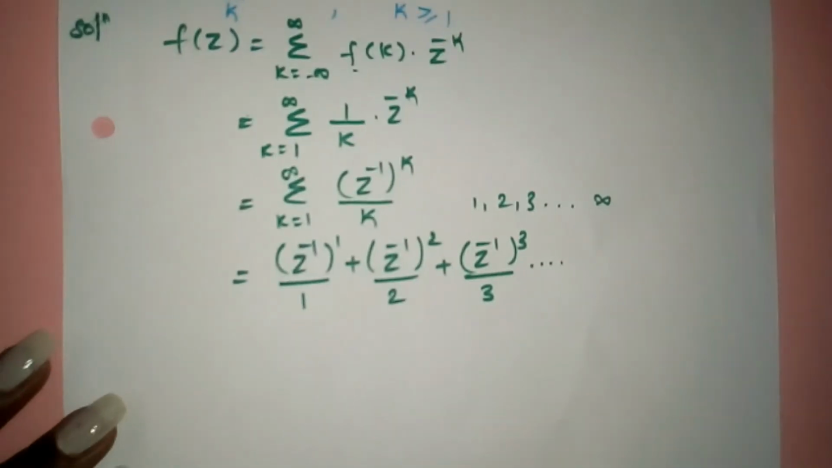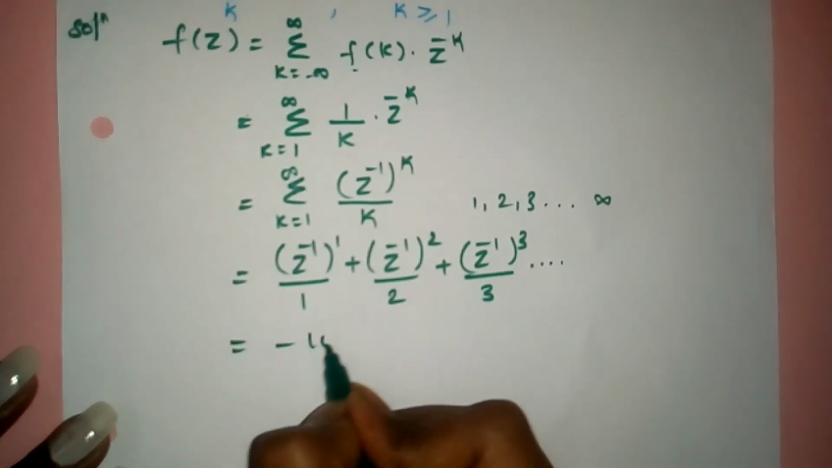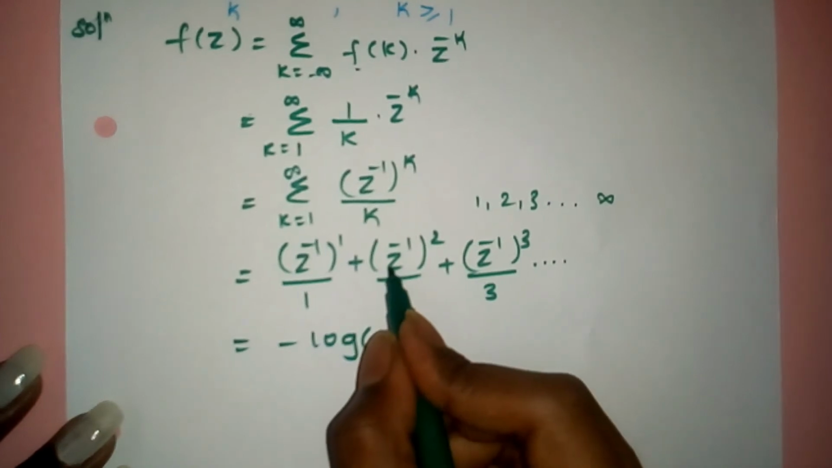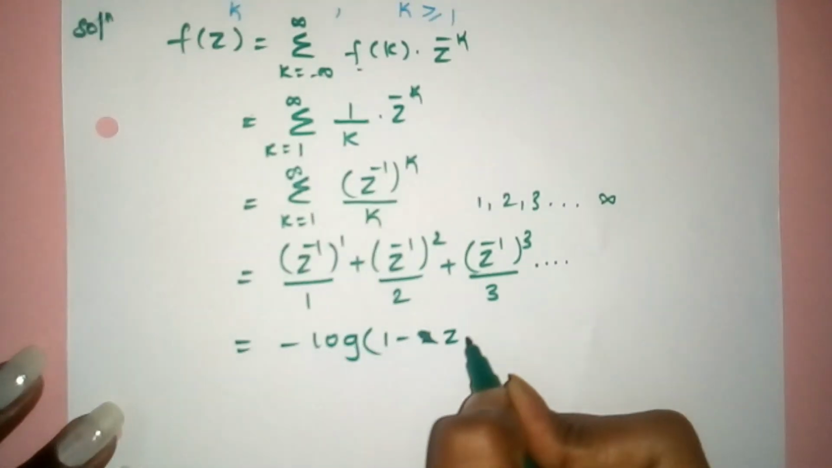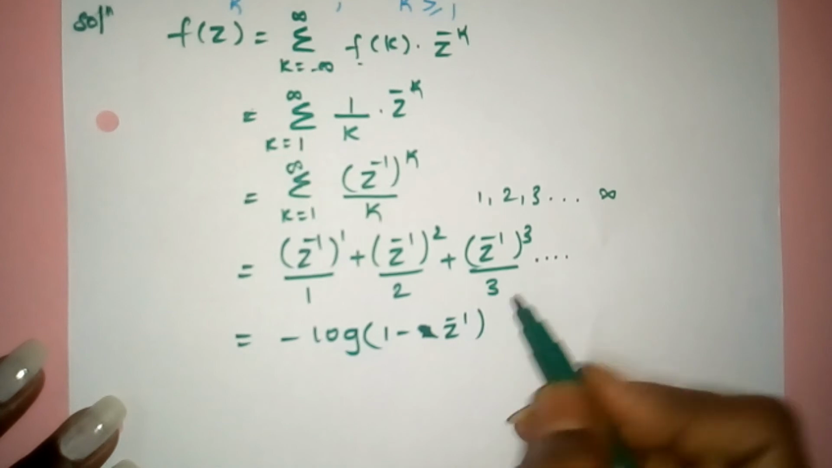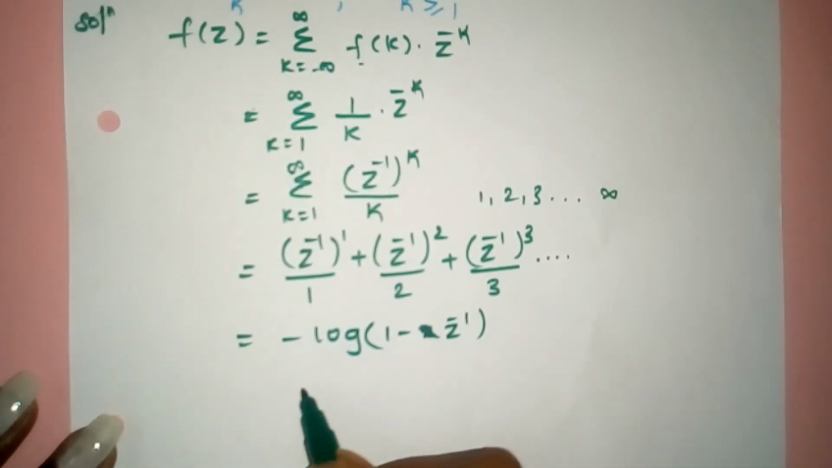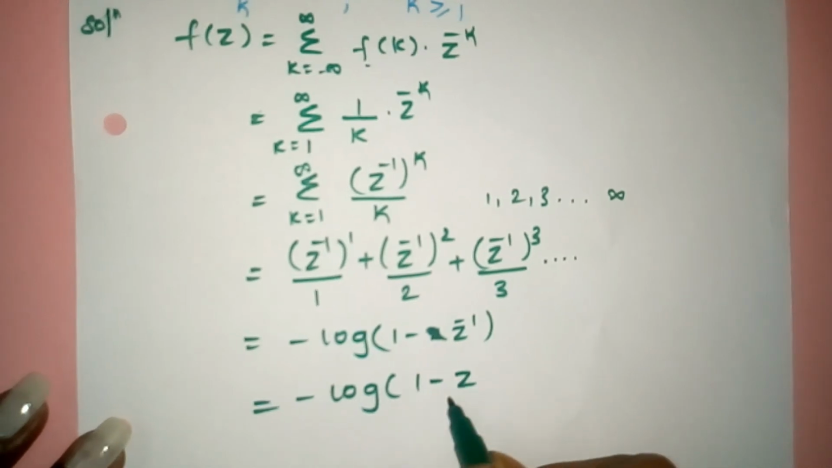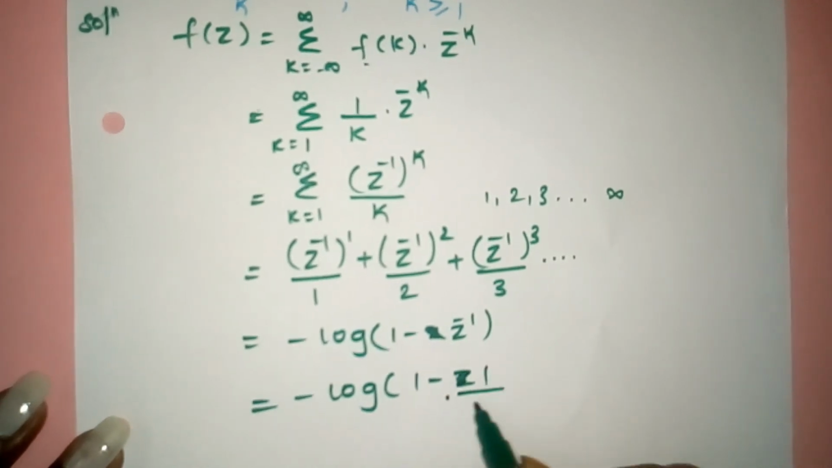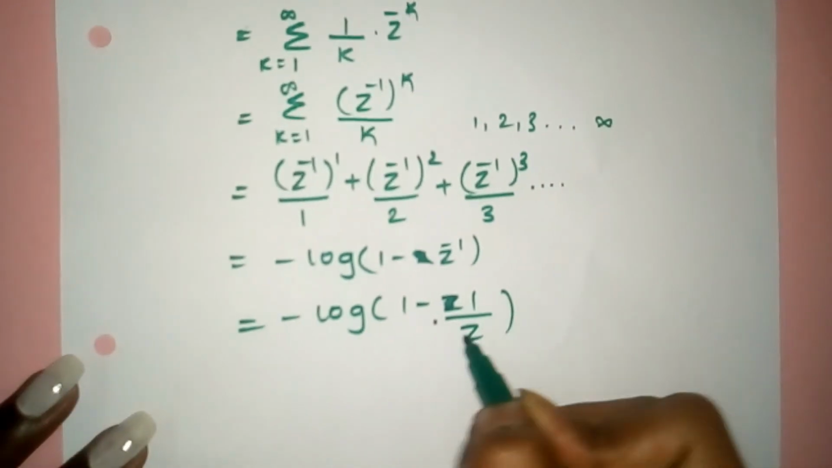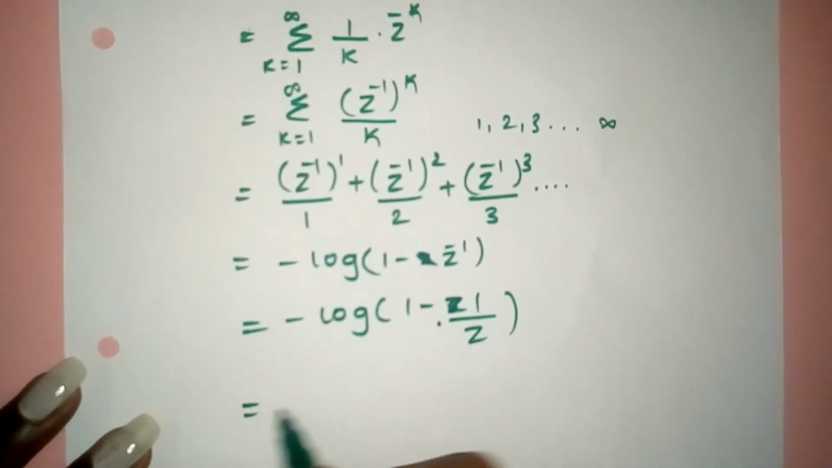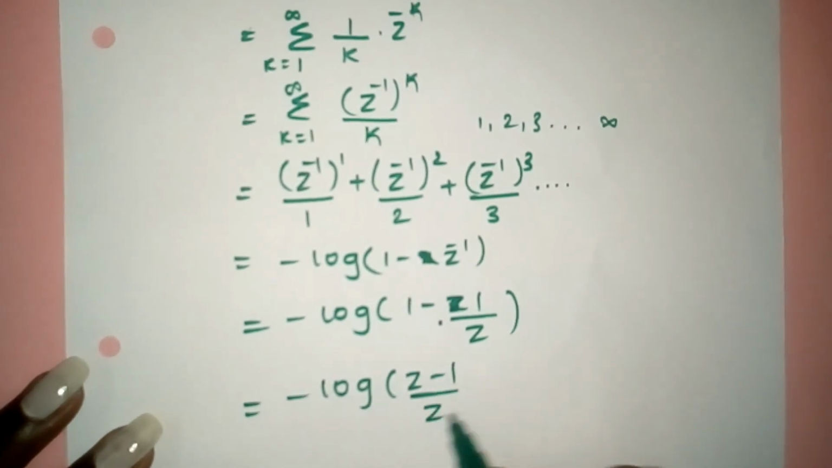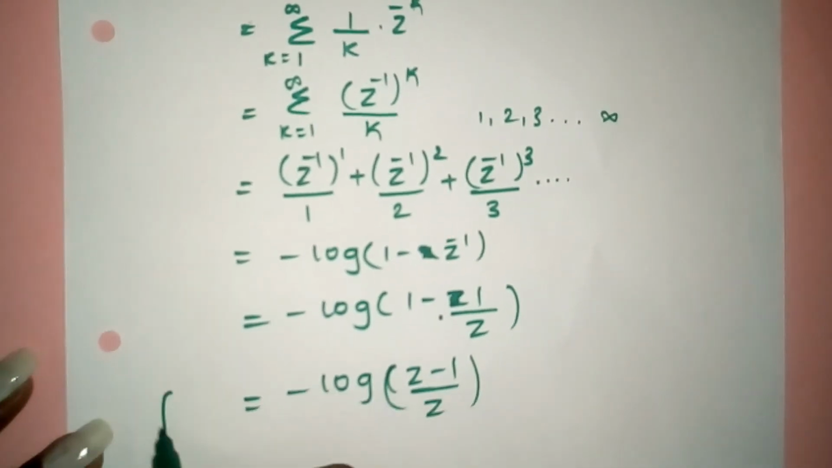So it is equal to minus log 1 minus x, and over here our x is z raised to minus 1, so we'll put z raised to minus 1. So z inverse we can write as minus log 1 minus 1 upon z. Now over here we can cross multiply this: minus log of z minus 1 upon z. This is the final f of z. This is the final answer.